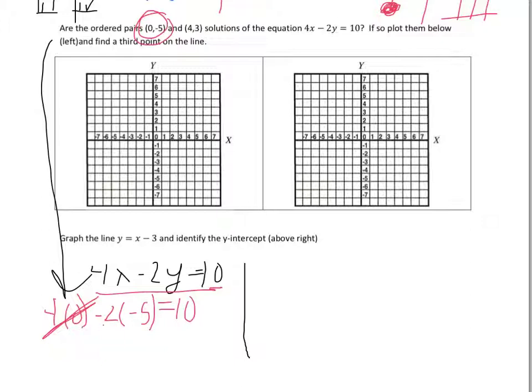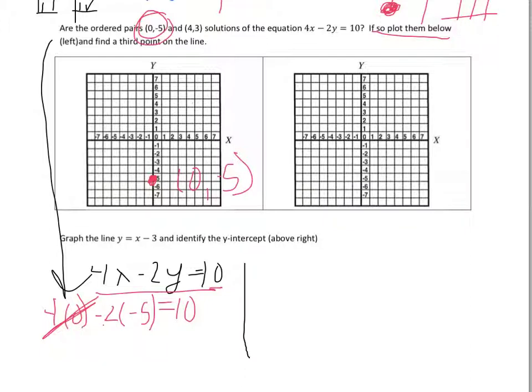So let's go ahead and plot this point, because it says to plot them if so. We're going to plot them below. So (0, -5) is going to be right here, and I'll label that (0, -5): 0 in the x direction and -5 in the y direction. So we're right down there, and I label it (0, -5).